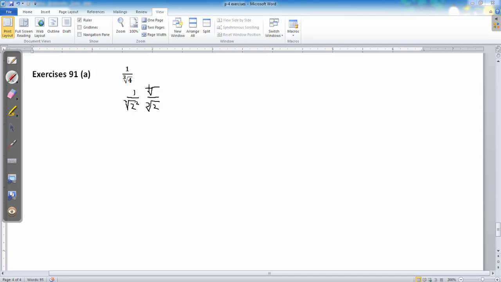Because then I will just get 2 on the bottom, and I will have the cube root of 2 on the top. That's what I would get if I multiplied by the cube root of 4 squared as well. You just have to do some simplification at the end, some reducing to get there.